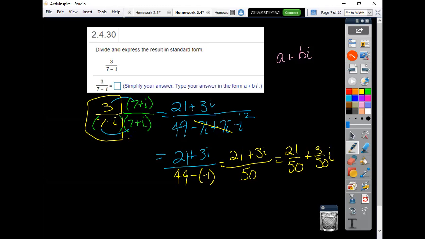So MathXL homework, Algebra 2, 2.4.30. Hopefully that helps you out on your homework.